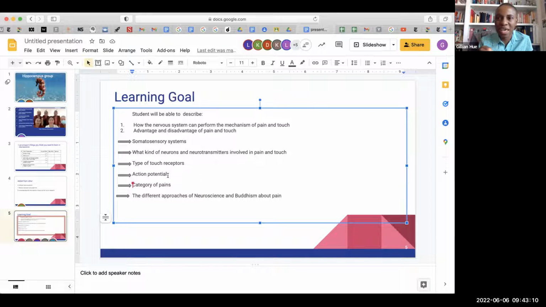The action potential is such a basic, fundamental, important part of our neuroscience knowledge that I think it is important to include it wherever it's relevant.